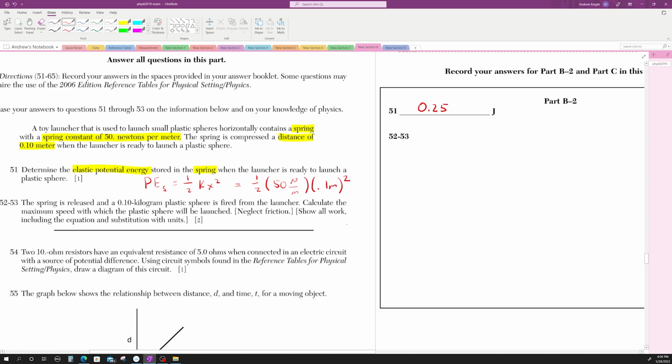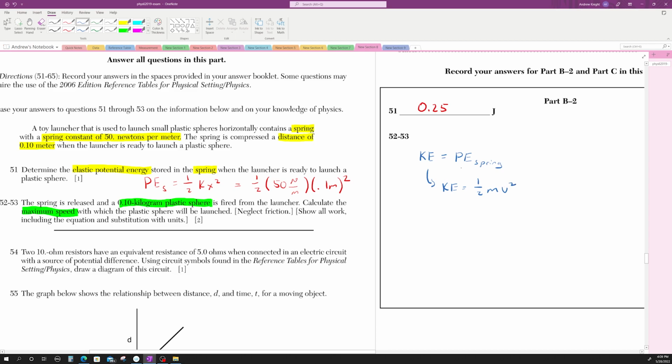Question 52 to 53. The spring is released and a 0.1 kilogram plastic sphere is fired from the launcher. Calculate the maximum speed at which the plastic sphere will be launched. The whole idea here is that energy is just transferred from the spring to kinetic energy. So the kinetic energy is going to be equal to the potential energy of the spring. And we know that kinetic energy is 1/2 mv squared.